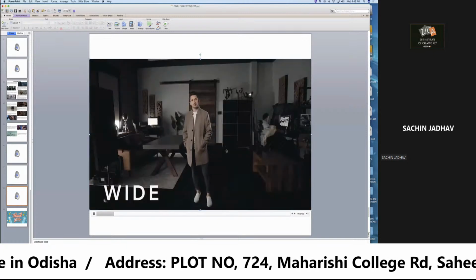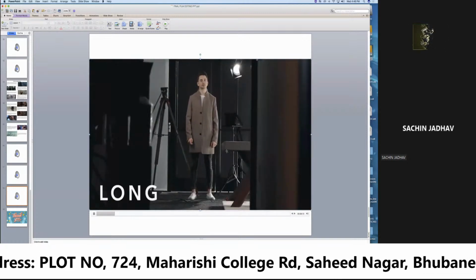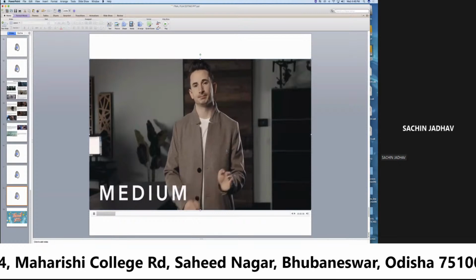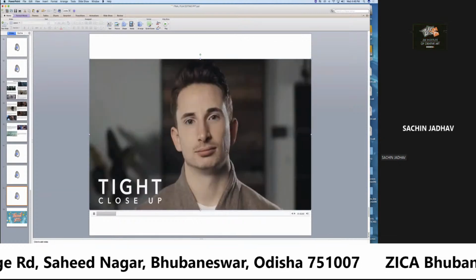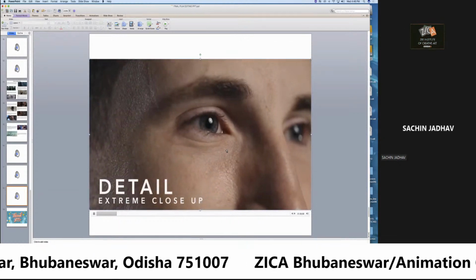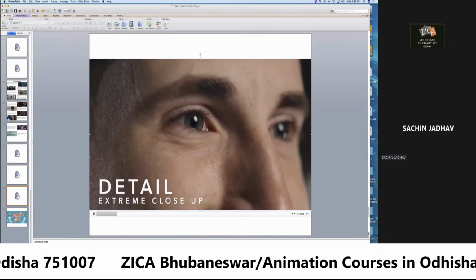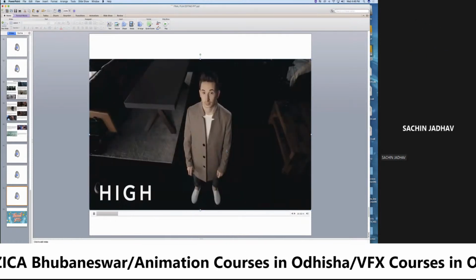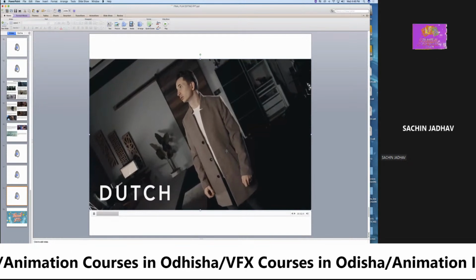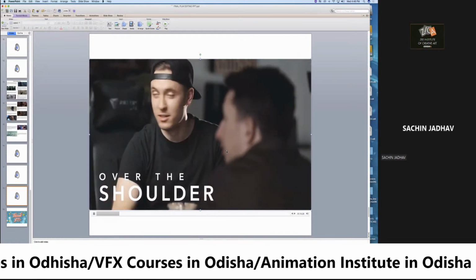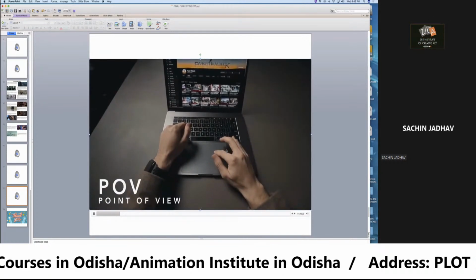You have your wide shot, your long shot, your medium shot, the cowboy shot, a tight or close-up shot, a detail or extreme close-up shot, a low angle, a high angle, a Dutch angle, an over the shoulder, a POV shot, and a cutaway shot.